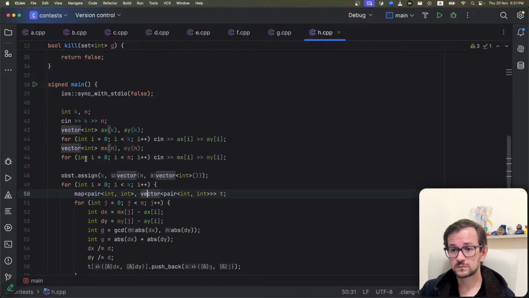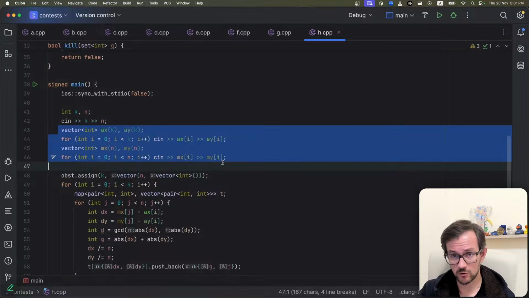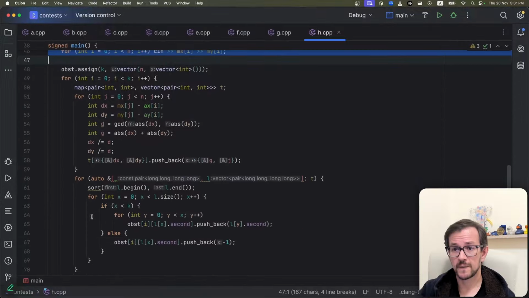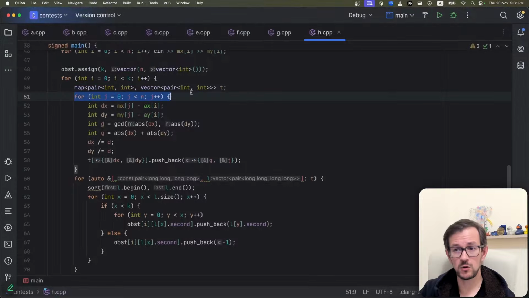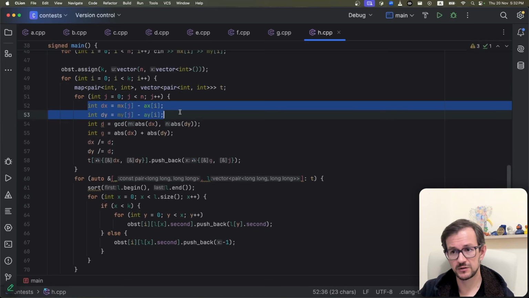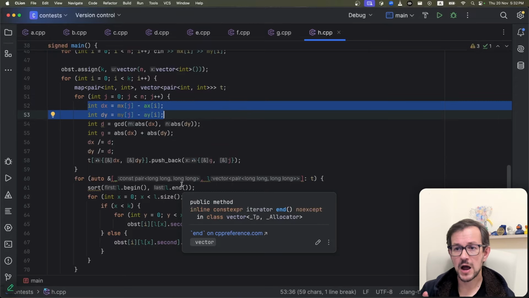Let's see. So I read all the coordinates. Here, what do we do? I take all the guns one by one. For each gun, I take all the monsters. For each monster, I want to find the direction to this monster. So I take this direction, dx, dy. So this is my direction. Now I want to classify all the monsters in the same direction.